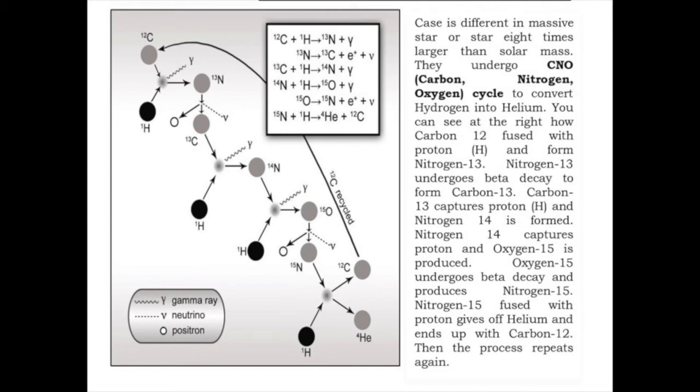Nitrogen-13 undergoes beta decay to form carbon-13. Carbon-13 captures a proton and nitrogen-14 is formed. Nitrogen-14 captures a proton and oxygen-15 is produced. Oxygen-15 undergoes beta decay and produces nitrogen-15. Nitrogen-15 fused with a proton gives off helium and ends up with carbon-12. Then the process repeats again.